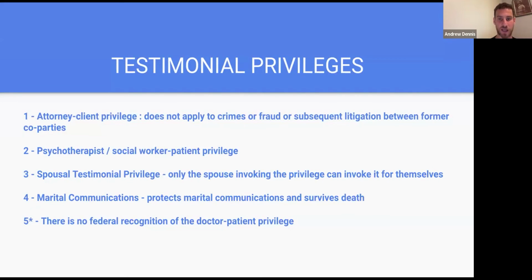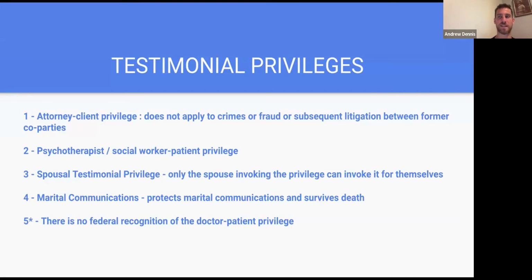So the attorney-client privilege. It's very important in law that what clients and attorneys say to each other is in secrecy and privileged, but it doesn't apply to crimes or fraud, right? So like if the client was talking to the attorney about perpetrating a crime or committing a fraud, then it wouldn't be privileged.